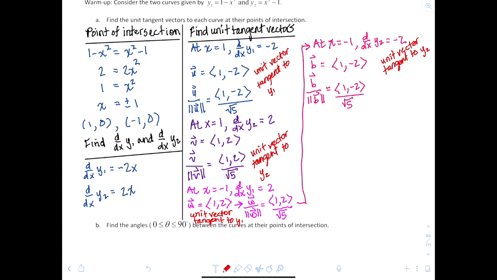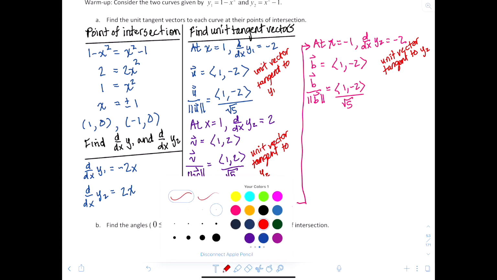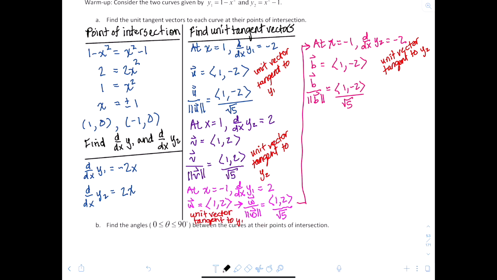Okay, so let's just get a visual of this going on. If we just do a quick sketch, this isn't a hard graph to do.